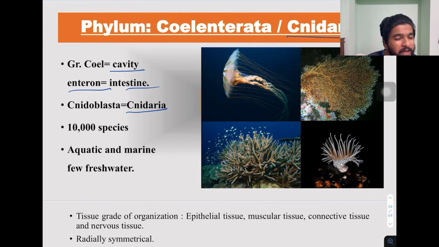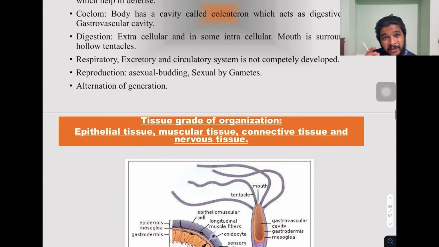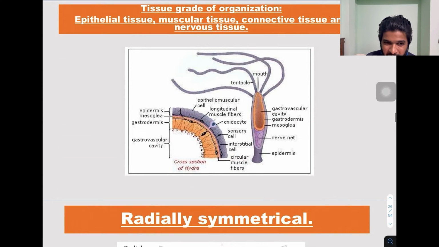They are mostly aquatic organisms, especially marine. Very few are from freshwater groups. Coming to its general characters, it is a tissue grade of organization. In coelenterates, cells have organized themselves to form particular tissues. Here, epithelial tissue, muscular tissue, connective tissue, and nervous tissue can be seen. Four tissues can be seen. Hence, it is a tissue grade of organization.